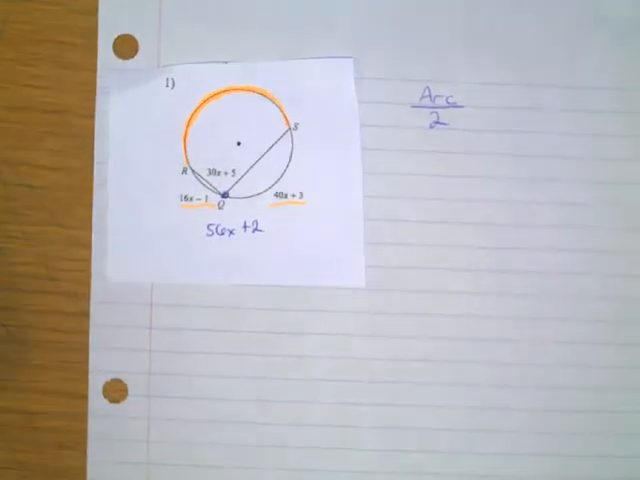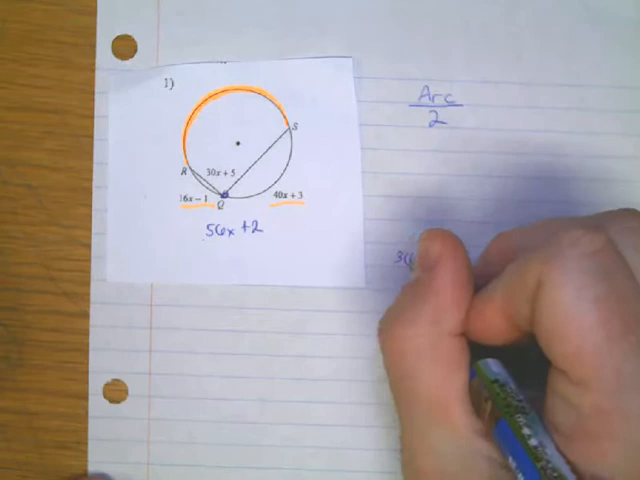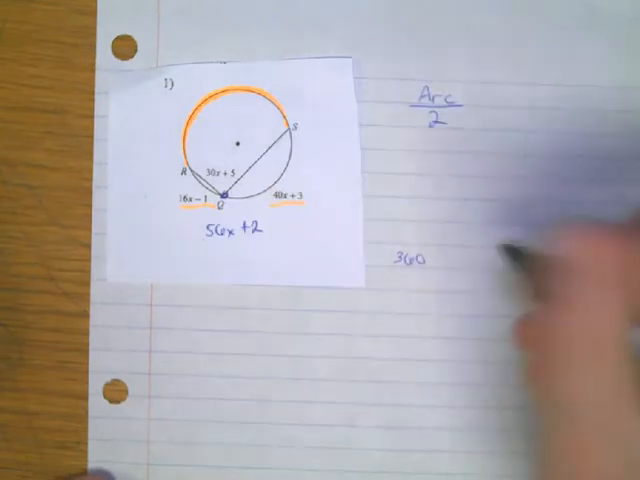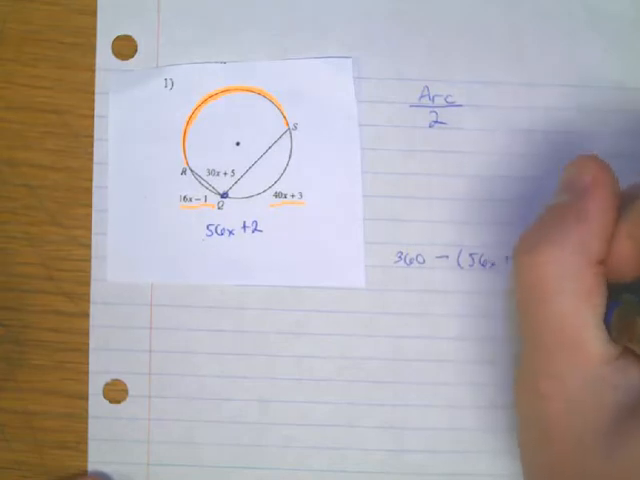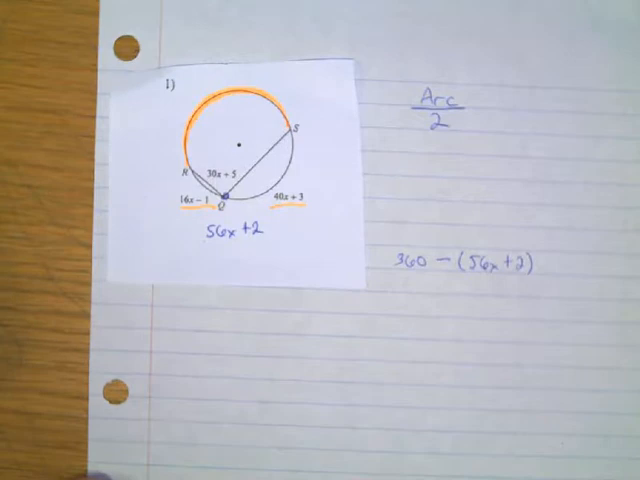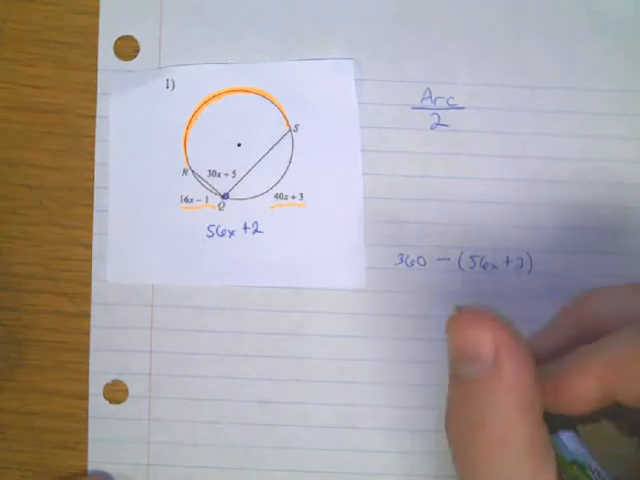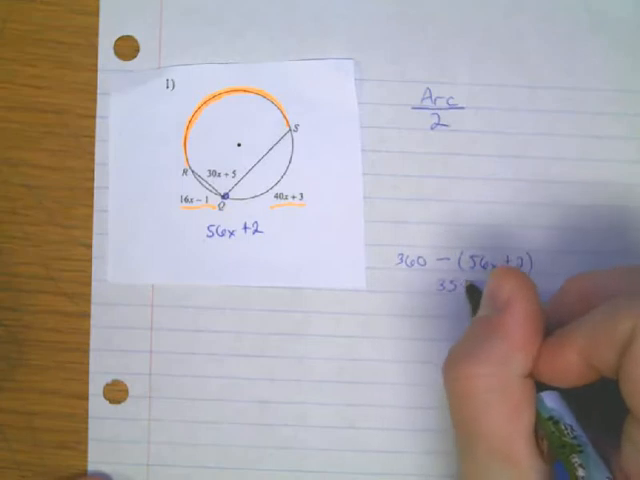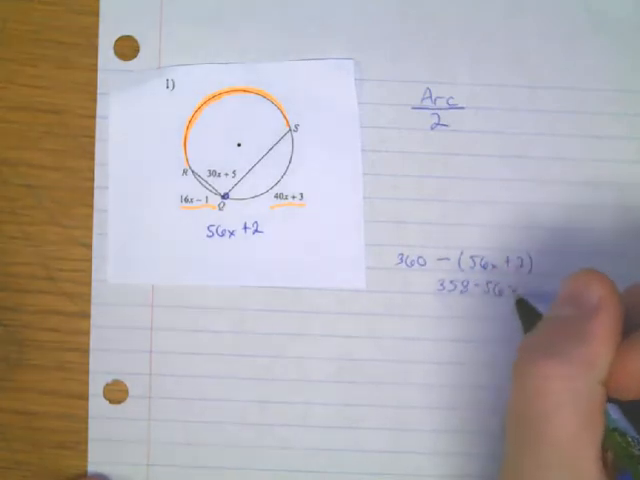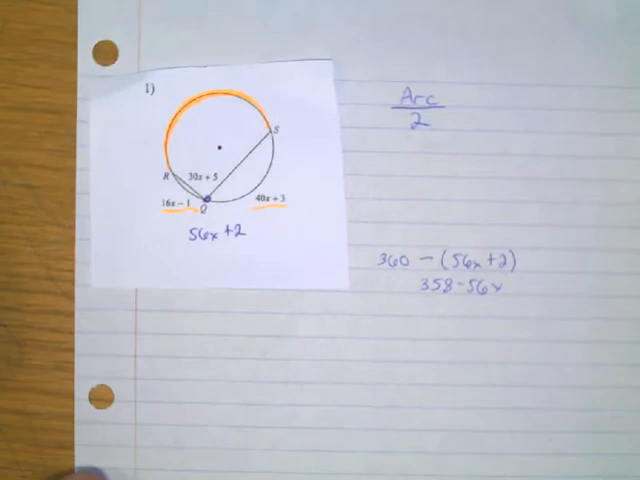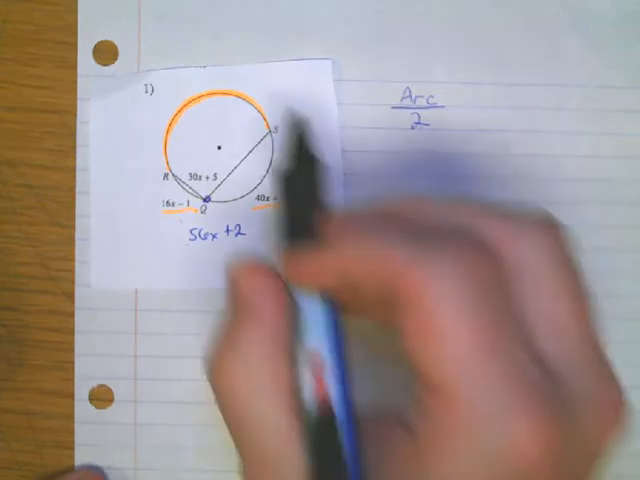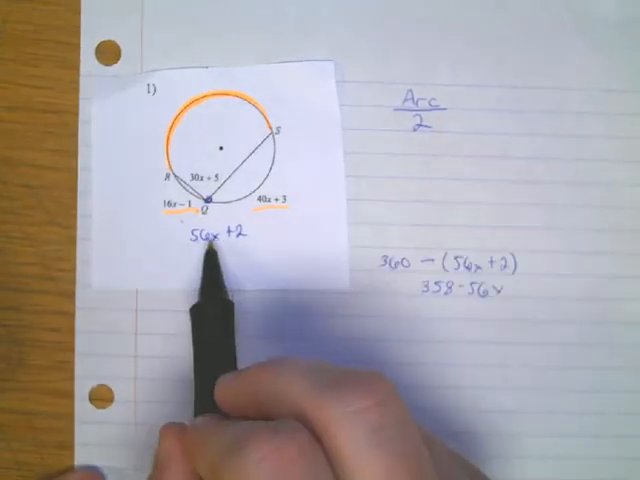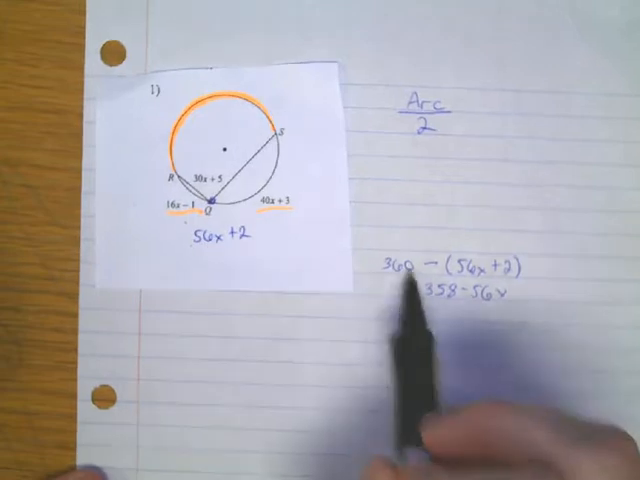Now, how am I going to figure this guy out? Well, I'm going to take 360, because that's the whole thing, and subtract that 56x plus 2 from it. So I ultimately end up with 358 minus 56x. So I collected like terms. I know the whole thing equals 360, so if I subtract those two arcs from 360, I'm going to get the other one.